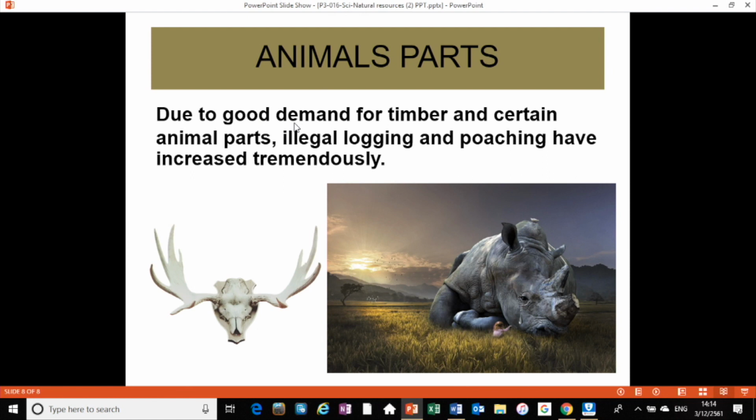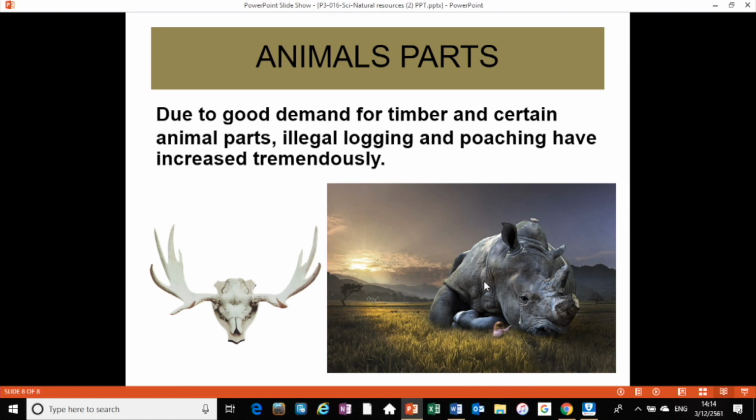Due to good demand for timber and certain animal parts, illegal logging and poaching have increased tremendously. Yes, it's very bad. That's why there's nearly no animals left.